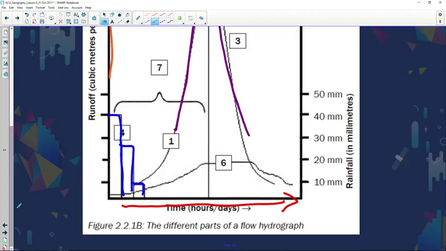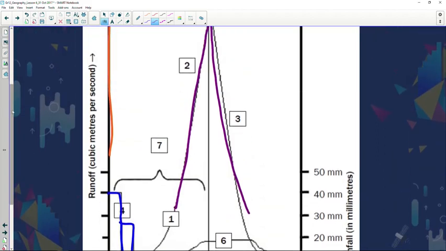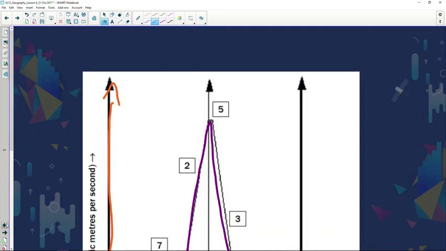Now let's just quickly look at the numbering, and I'm going to jump back and forth from the slide. If you look at number 1, it is the line graph like I've mentioned. It shows the volume of the water. There's the amount of discharge that takes place. Now, as you can see at number 2 over here, right?